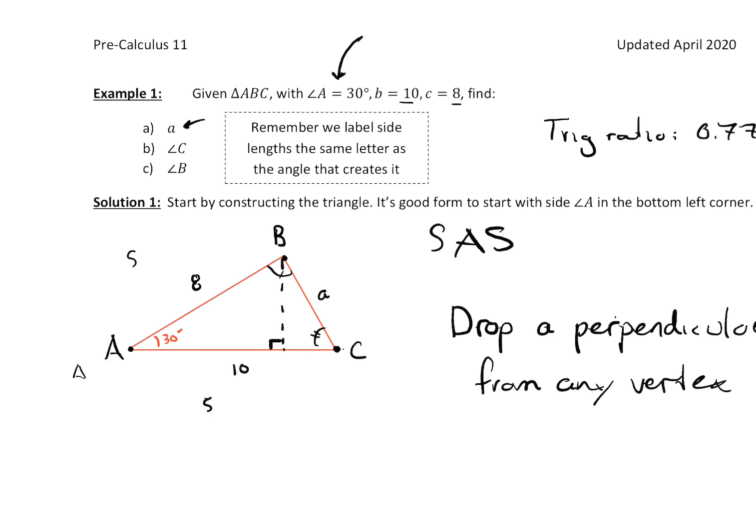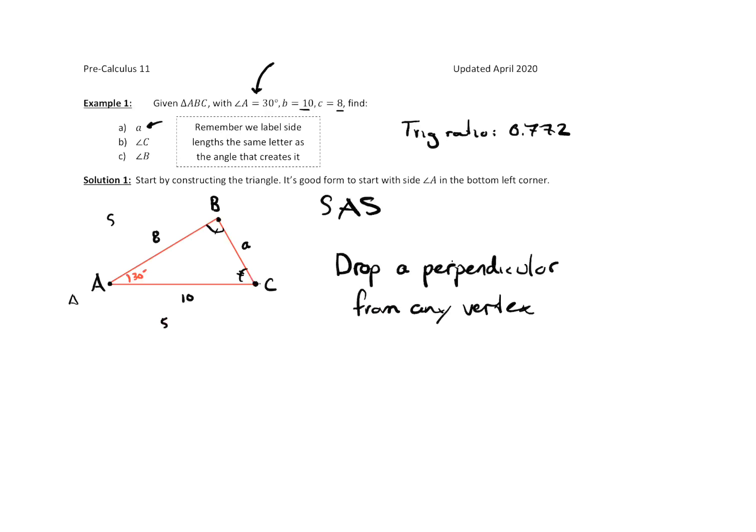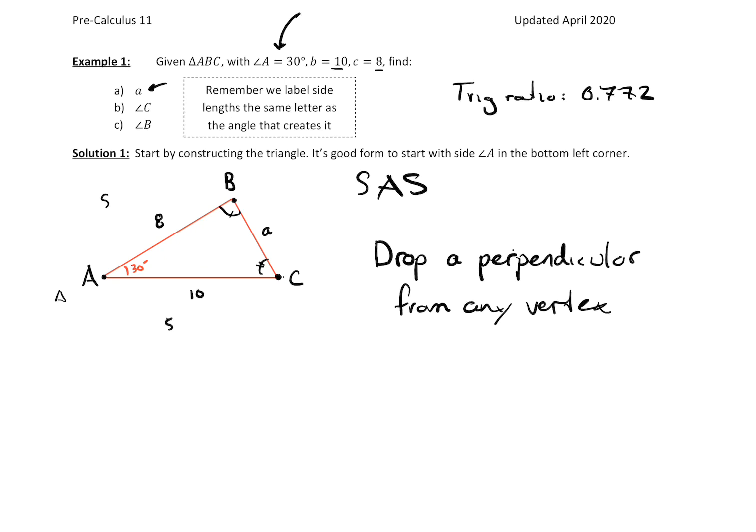Sorry, I'm just messing with the size. There we go. You'll notice that when you drop a perpendicular, you can call it height. Now you have a right angle triangle, and you have an angle, an opposite and a hypotenuse. So we can solve for h. In order to solve for a, first we need to solve for h. We can solve for h by going sine of 30 degrees is equal to h over 8.